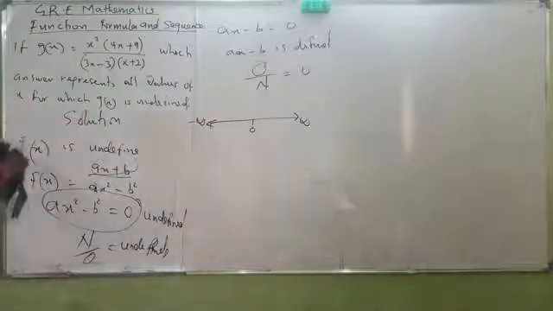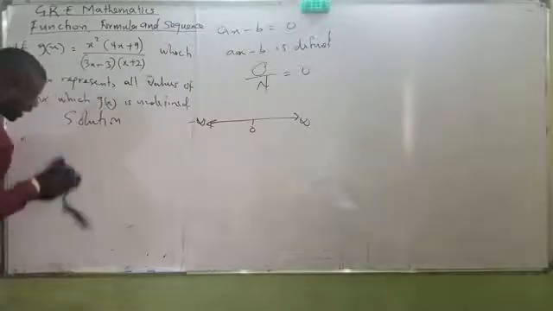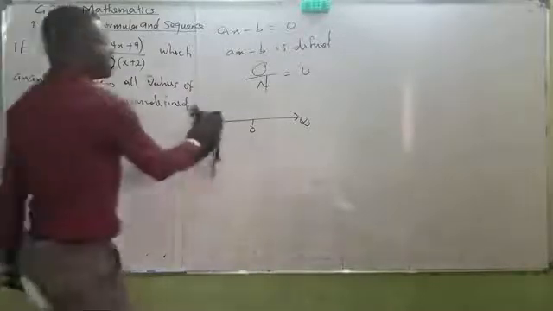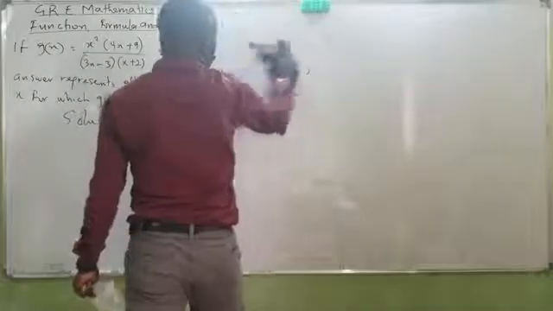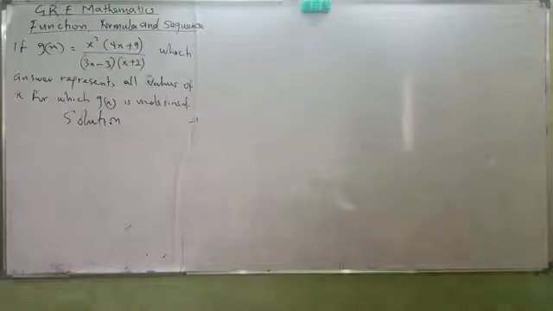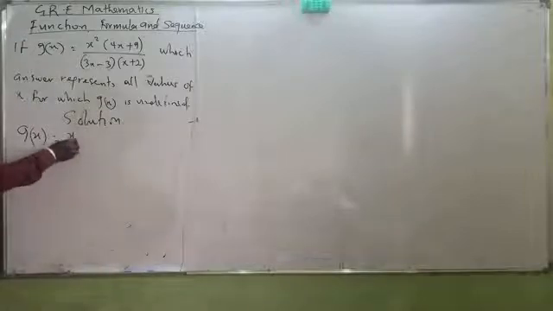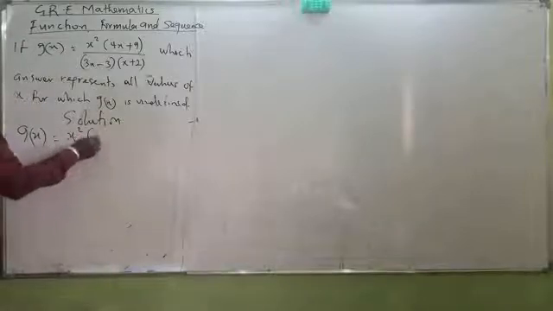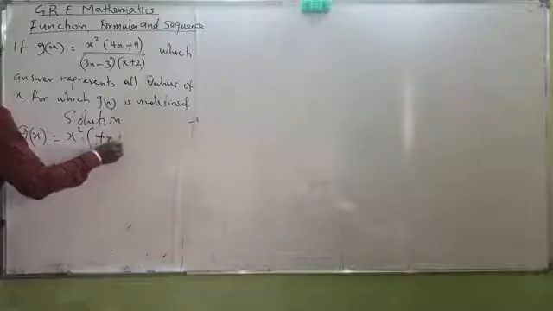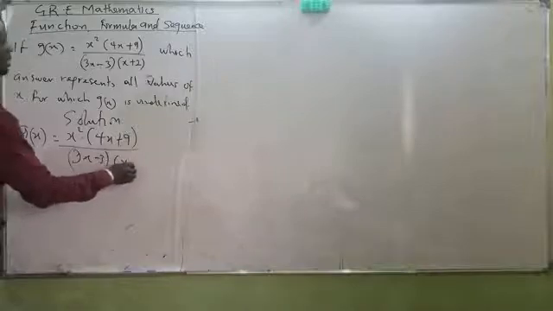This problem is given to me from GRE, and I need to solve it. There are options there, but because of time I won't be able to write out all the options. What I just need to do is take g of x equals x squared times (4x plus 9) divided by (3x minus 3)(x plus 2).